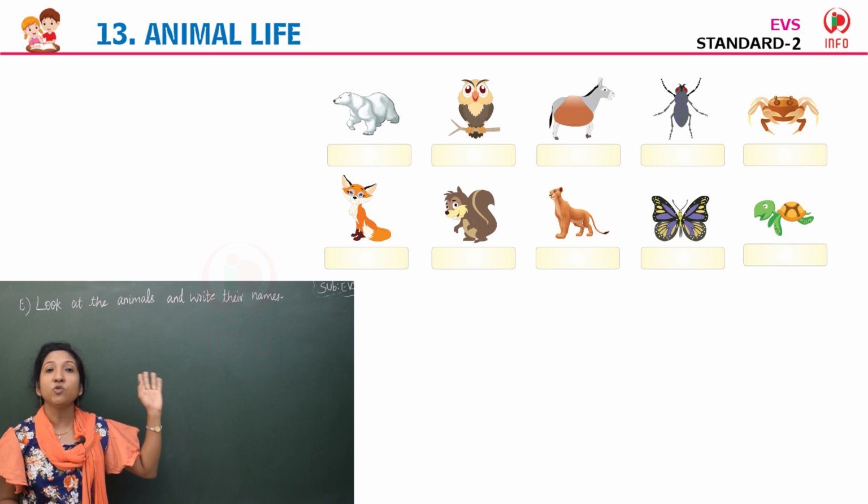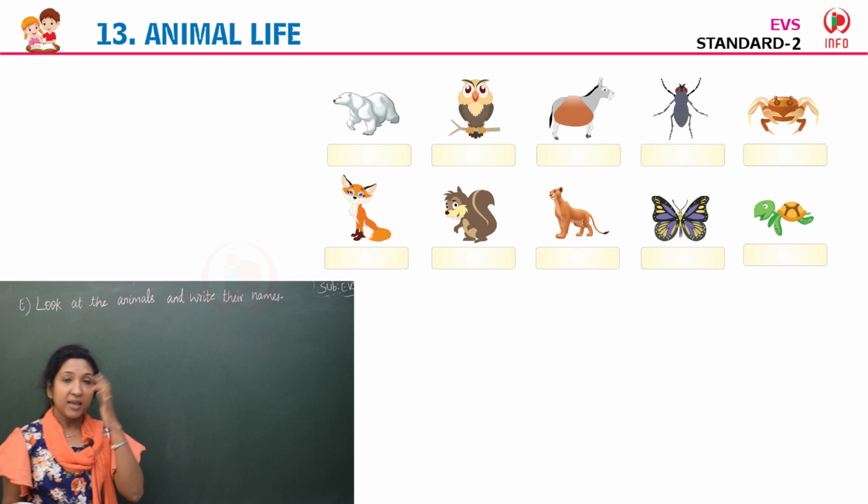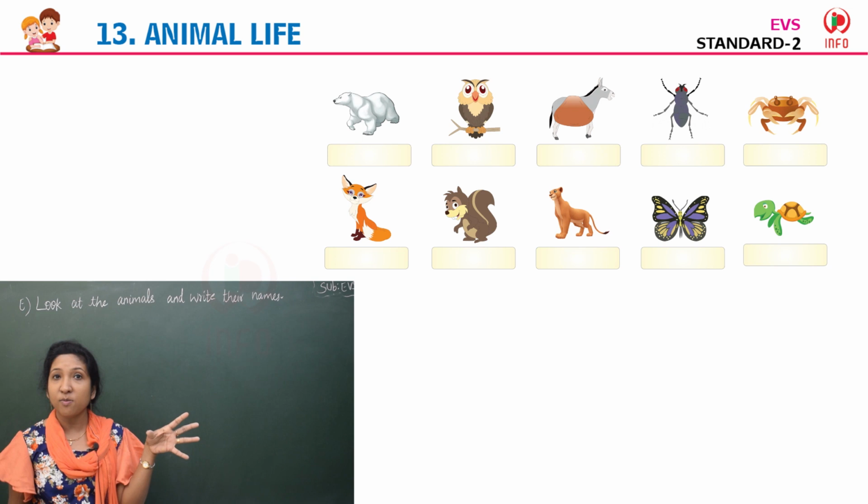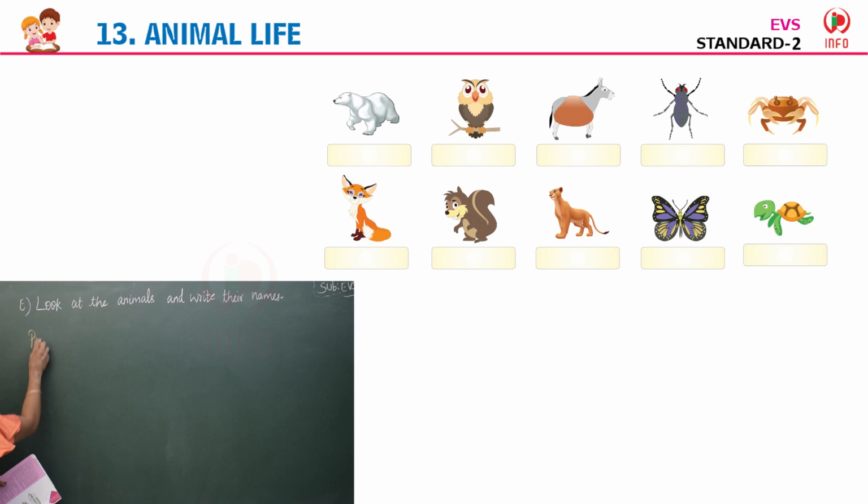Yes, so coming to the first image. Which is the animal you can see here, children? An animal in a cold place, isn't it? What is the name of this animal? Yes, polar bear, isn't it? So the first one is polar bear.